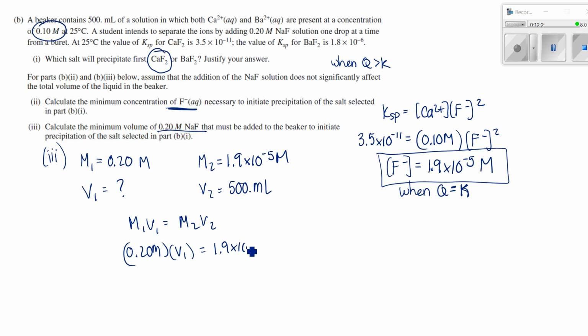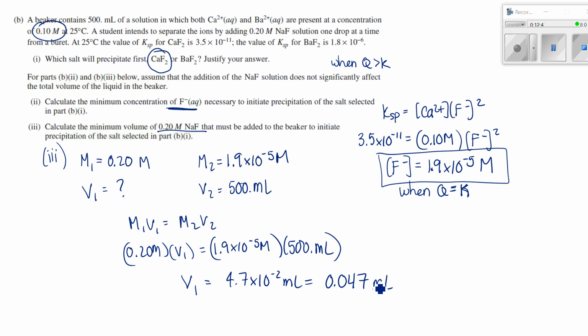Your final molarity, it's pretty small. Your final volume is going to be 500 milliliters. And then when you solve for your volume, you end up with 4.7 times 10 to the negative 2 milliliters, which is 0.047 milliliters. So it's a pretty small amount. You need just barely a drop of fluoride ions in order to form a precipitate. And that is because your calcium fluoride is pretty insoluble, so it doesn't take very much for it to precipitate.